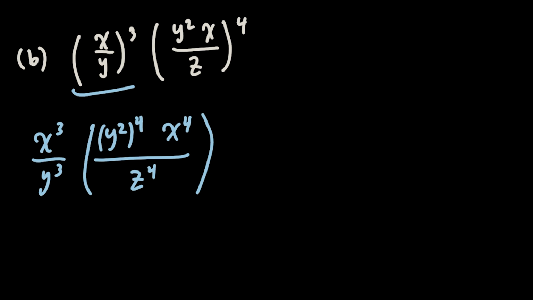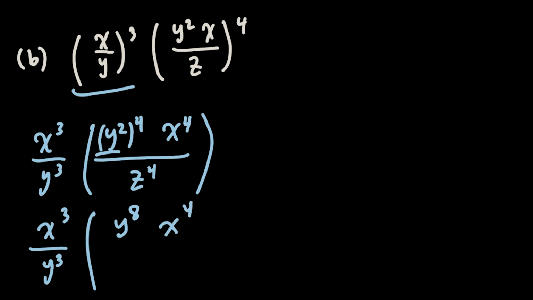Okay, so we can just simplify things here. So we have x to the power 3 over y to the power 3, and this part here is nothing but y to the power 8, because we are multiplying the powers. Here we have x to the power 4, here we have z to the power 4.